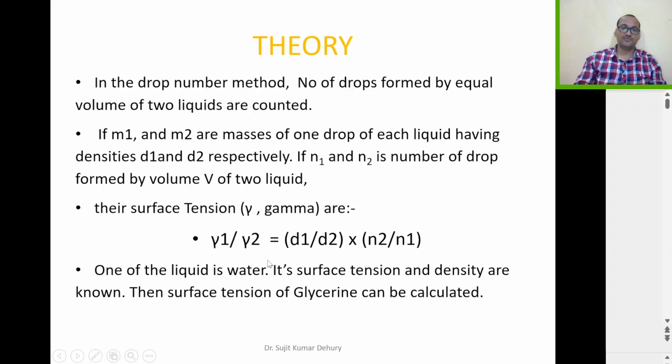If one liquid is water, its surface tension and density are known. So we can find out the surface tension of the other or unknown solution, that is glycerin.